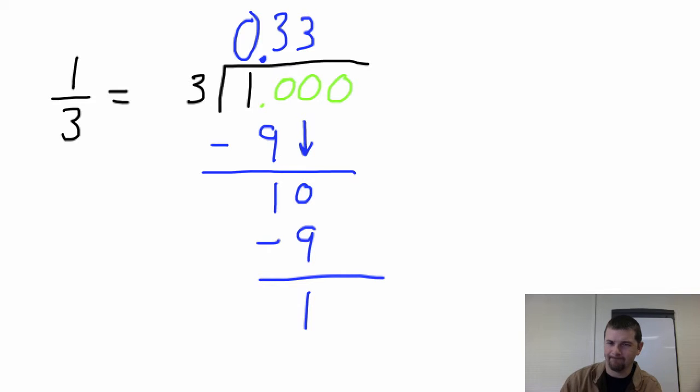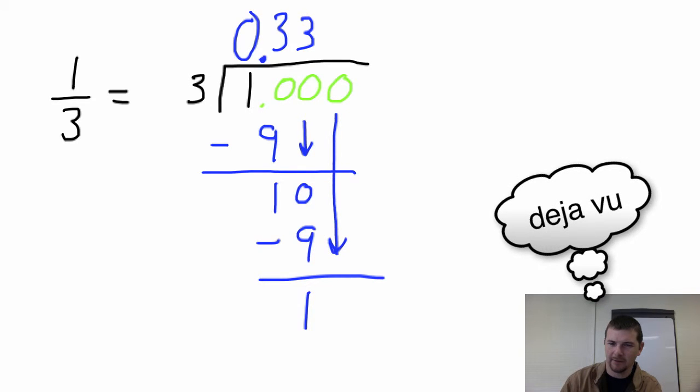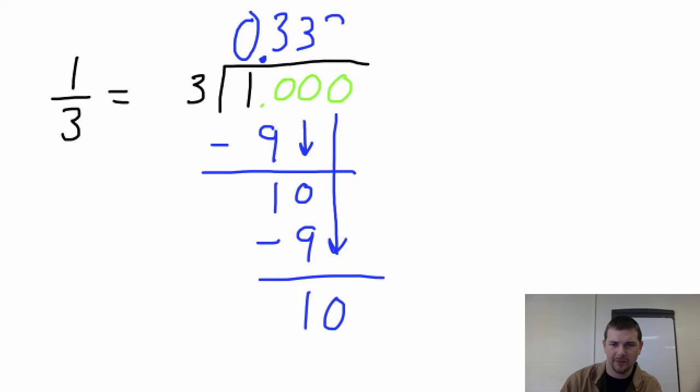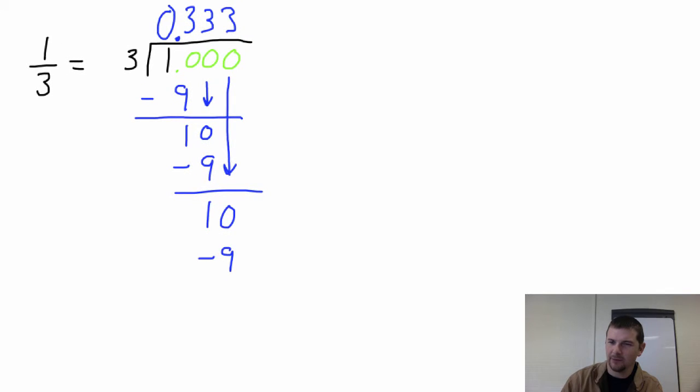1. Drop down another 0. 10. 3 goes into 10 3 times. 3 times 3 minus 9. We need some more zeros. Continuing. We have to make this line longer as well.